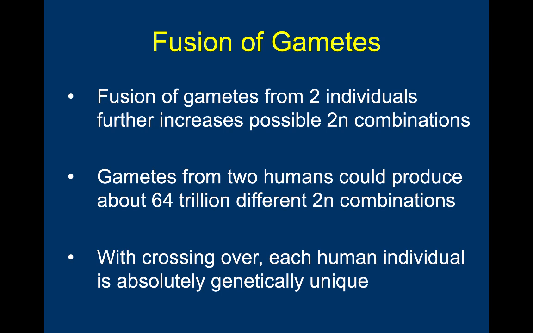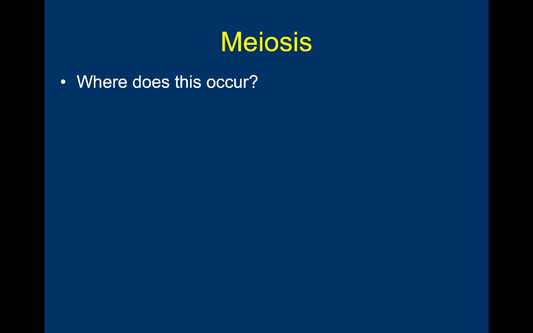So again, the ultimate take-home point here is that every single one of us is absolutely genetically unique. You very likely have the only set of chromosomes for our species that's ever existed. The exact combination that you have, the genes you carry, the chromosomes you carry, is very likely absolutely unique in human history.